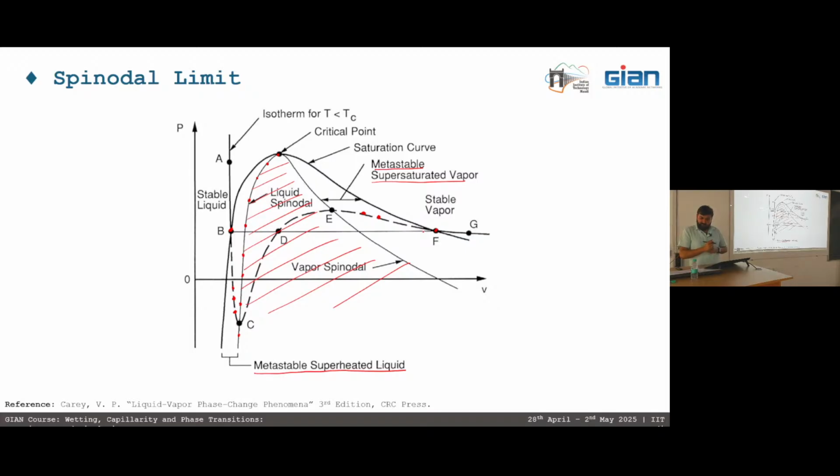So the spinodal limit is the locus of all such points which are defined by the intrinsic limit of stability, and the region between the liquid and vapor spinodal curves is inaccessible in the system.